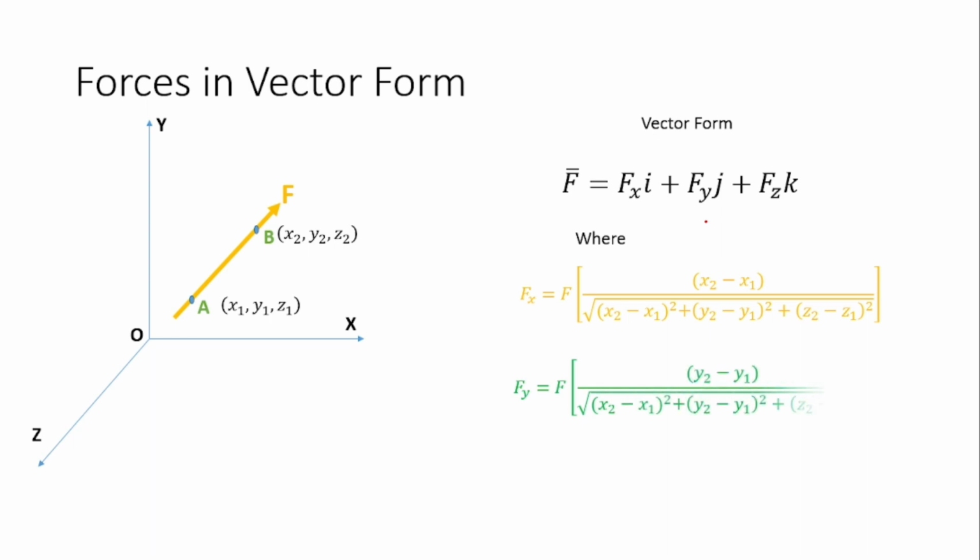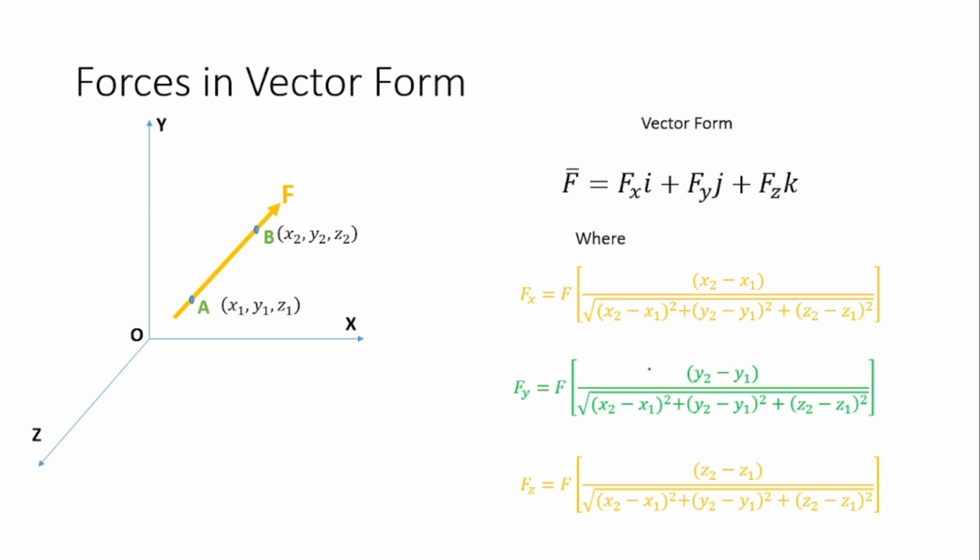Similarly, Fy can be calculated by using the formula F times (y2 minus y1) divided by the square root of (x2 minus x1) squared plus (y2 minus y1) squared plus (z2 minus z1) squared. And the last one, the Fz part, is equal to F times (z2 minus z1) divided by the square root of (x2 minus x1) squared plus (y2 minus y1) squared plus (z2 minus z1) squared.